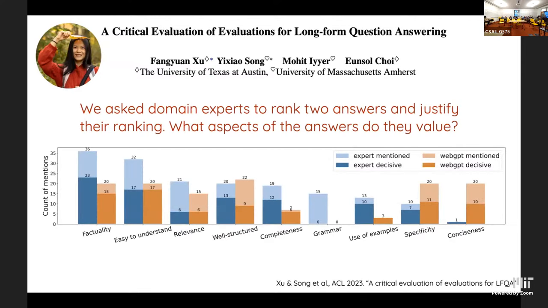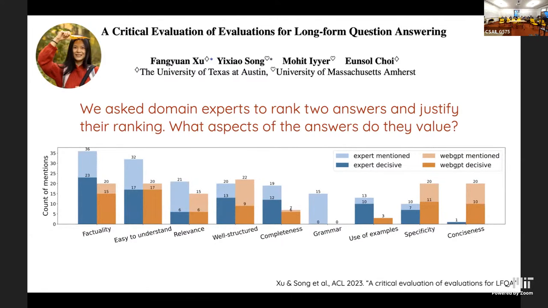And not surprisingly, if you just look at these blue bars, the domain experts really value factuality when they're judging which of the two answers is better. They also value properties like ease of understanding, how well-structured it is, how complete the answer is, how many examples it uses, things like this.